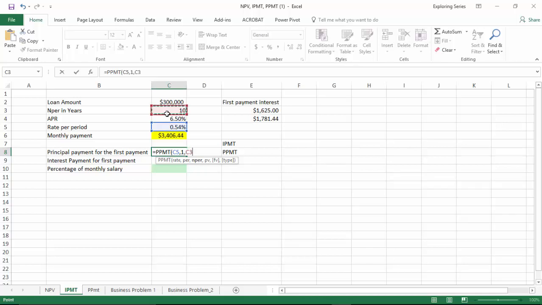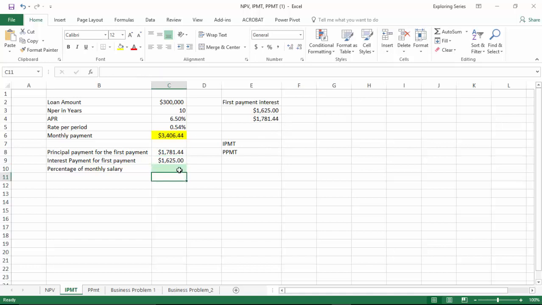I'm going to plug in 10 times 12 for my NPER, which is the total years of my loan, multiplied by 12 because I'm making 12 payments per year. And the last thing I'm going to do is plug in my present value of 300,000, and I'm going to get, hey, look at that, 1,781.44. If I were to add these two up, what's it going to tell me? $3,406.44.